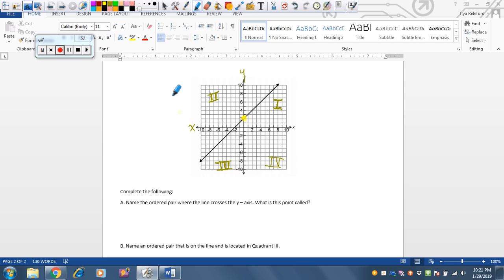Right there. So our y-intercept is right here. What number is that? It's 2.